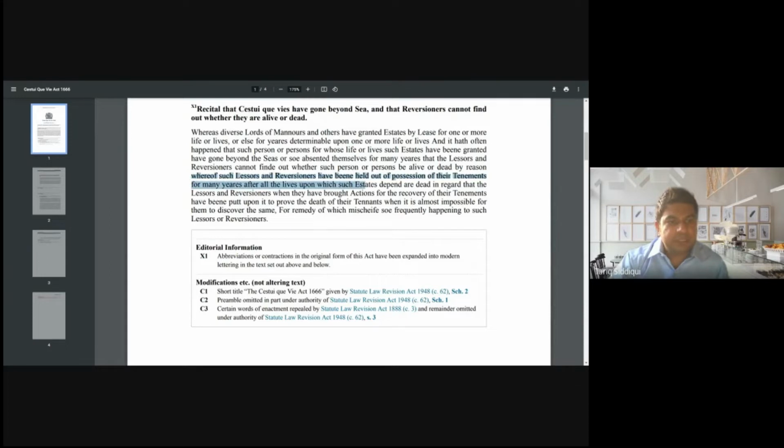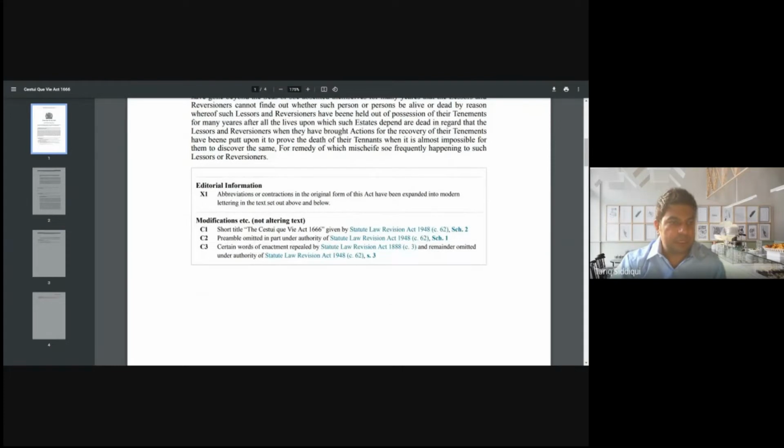for many years after all the lives upon which such estates depend are dead, in regard that the lessors and reversioners, I keep mispronouncing this word, it's reversioners, when they have brought actions for the recovery of their tenements, have been put upon it to prove the death of their tenants, when it is almost impossible for them to discover the same, for remedy of which mischief so frequently happening to such lessors or reversioners.